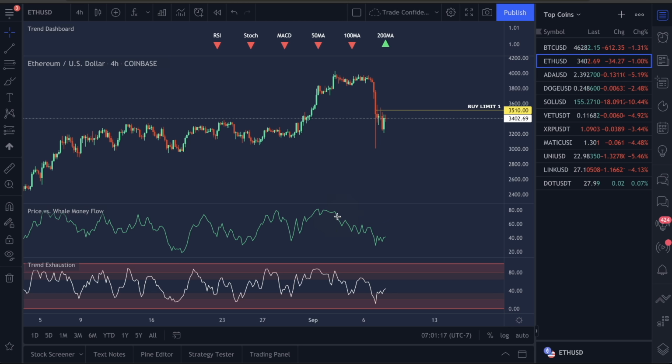Price versus well money flow. This is coded to look at on-chain metrics of big orders, big orders meaning whale orders. It's why I called it well money flow, okay? When the flow of money is moving out of a market and you have price action moving sideways in a consolidation period, there is very low percentage chance that it is going to keep moving up. This will usually see a drop back down.